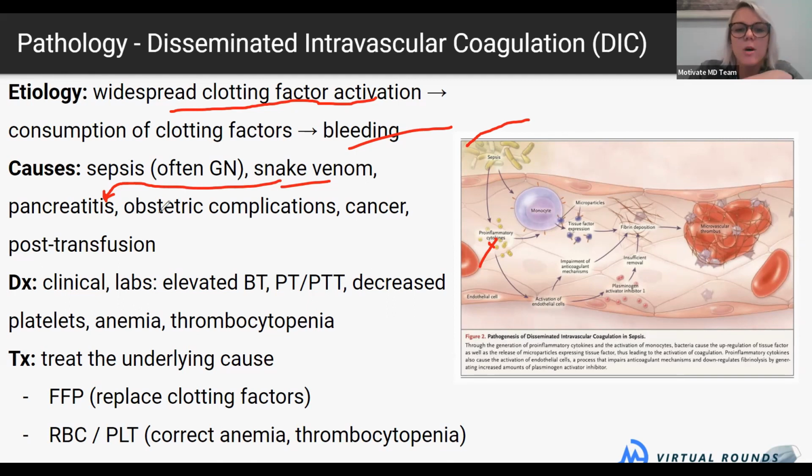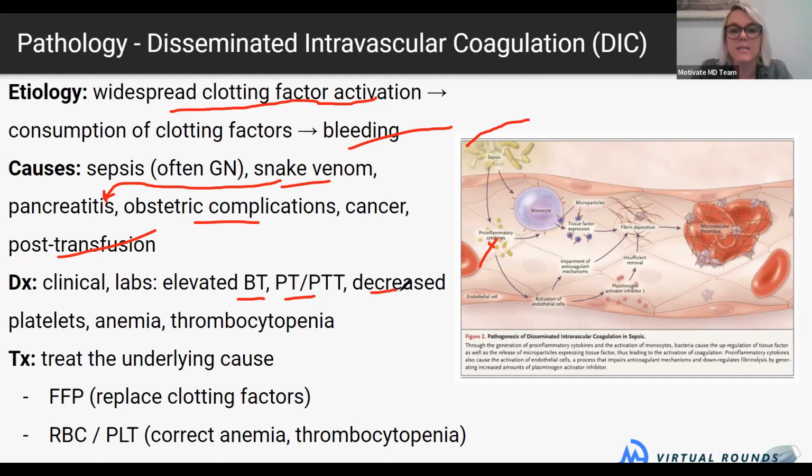But a lot of times we see it in trauma, we see it in obstetric complications, and we can see it post-transfusion as well. We diagnose this through elevated bleeding time, an old school, kind of barbaric way, where you would cut a patient and wait until they stopped clotting. We have different technology for that nowadays. And then the PTT is elevated, which tells us that both the extrinsic and intrinsic pathways are impaired. We have a problem with the actual factors in the clotting cascade.